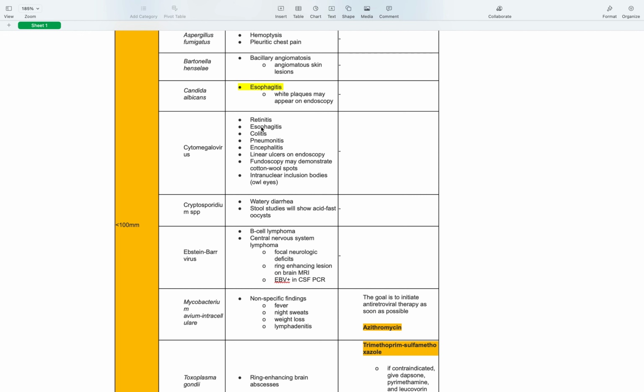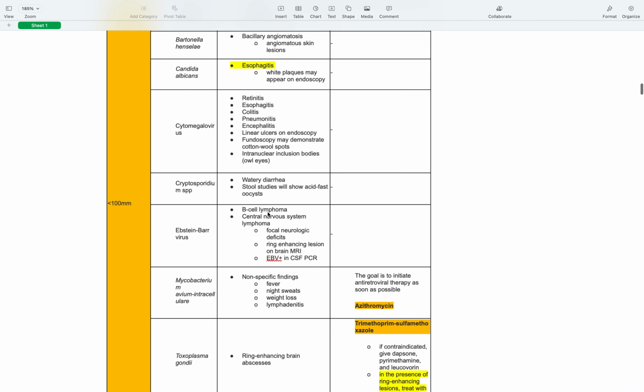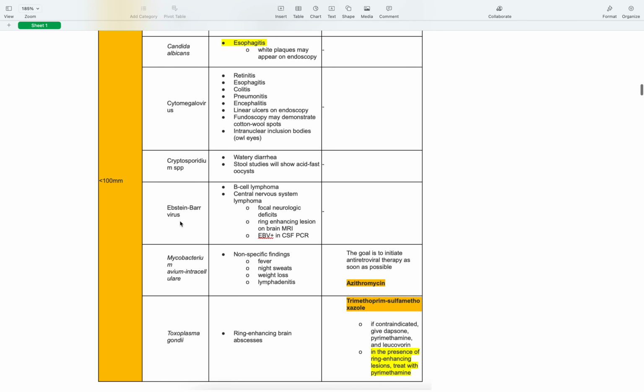CMV causes retinitis, esophagitis, colitis, pneumonitis, encephalitis, and linear ulcers on the endoscope. Fundoscopy may show cotton wool spots, and intranuclear inclusion bodies are the buzzword for the identification of CMV. Cryptosporidium can cause watery diarrhea in patients with less than 200 CD4 count. EBV causes B cell lymphoma, central nervous system lymphomas.